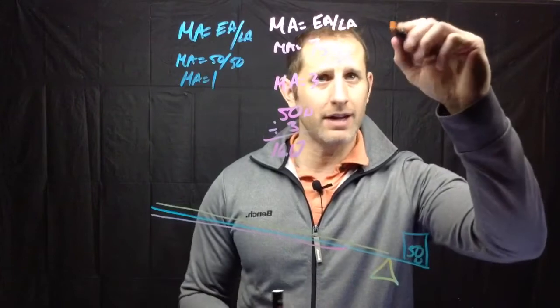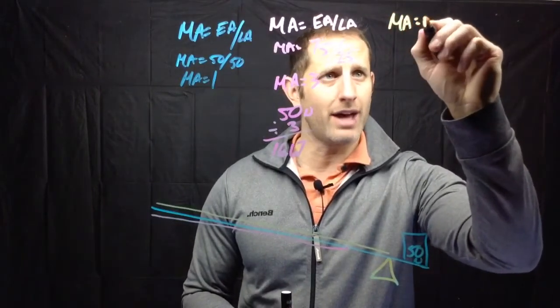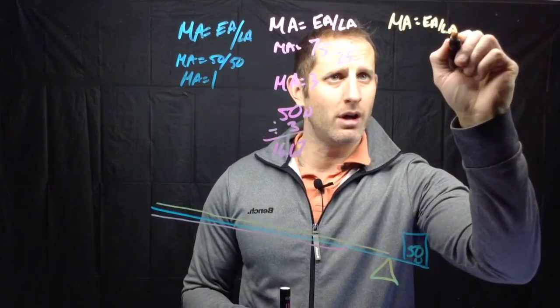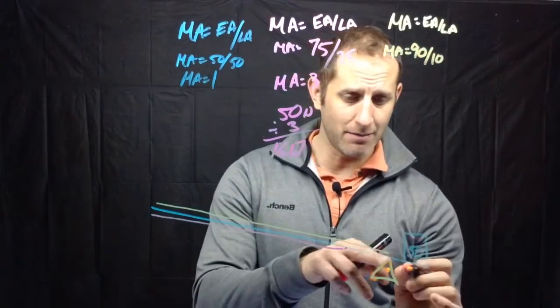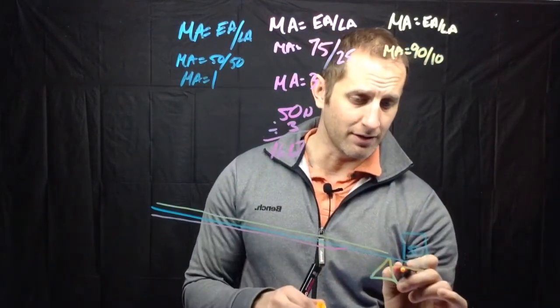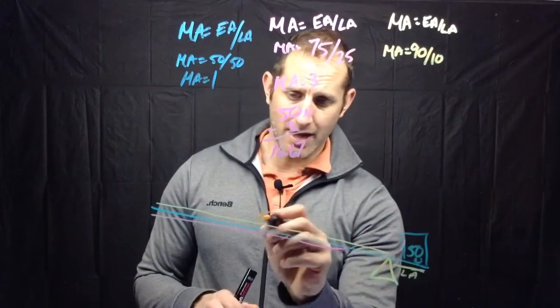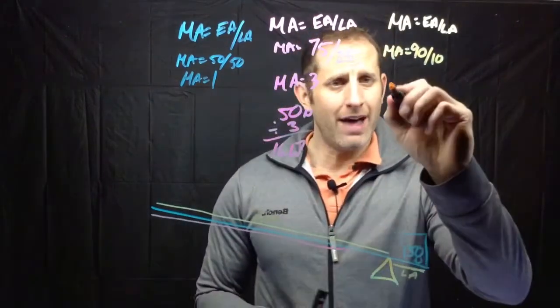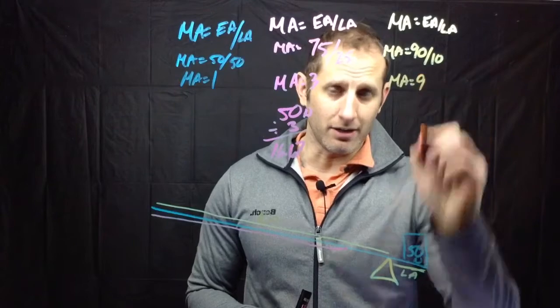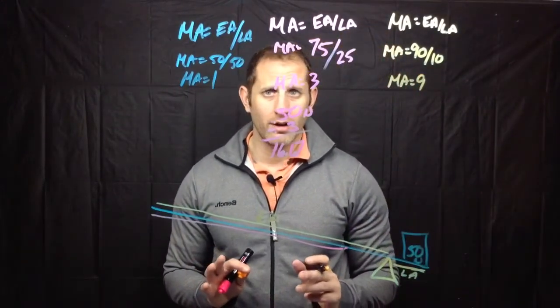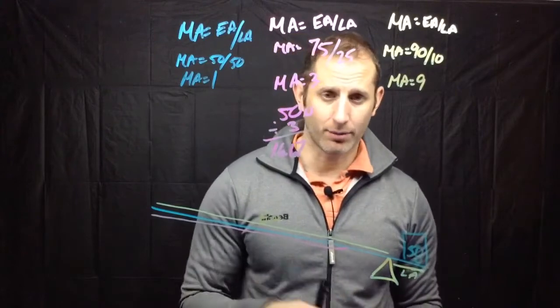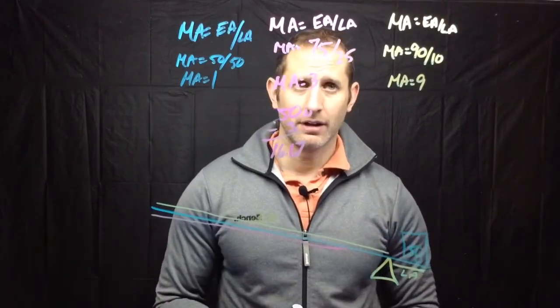So our mechanical advantage then becomes MA equals effort arm over load arm. Mechanical advantage is 90 divided by 10, 10 being what's left. This is the load arm. This is the effort arm. That gives me a mechanical advantage of 9. Wow, that's fairly significantly more than what I just had. 3 times as much, in fact.